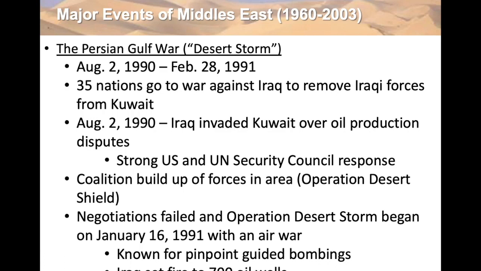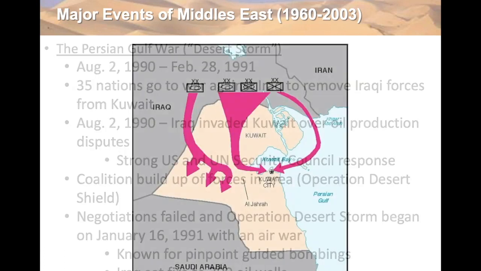Unfortunately, the Iraqis set fire to 700 oil wells, which caused obviously lack of production of oil, but also a great environmental crisis with all of the toxic fumes spewing into the air from the oil wells.